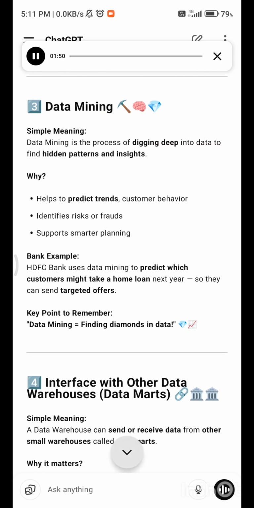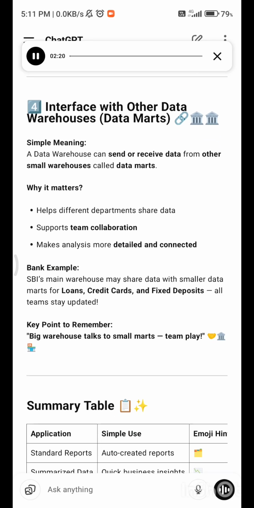3. Data mining. Simple meaning: data mining is the process of digging deep into data to find hidden patterns and insights. Why? Helps to predict trends, customer behavior, identifies risks or frauds, supports smarter planning. Bank example. HDFC Bank uses data mining to predict which customers might take a home loan next year so they can send targeted offers. Key point to remember: data mining equals finding diamonds in data.